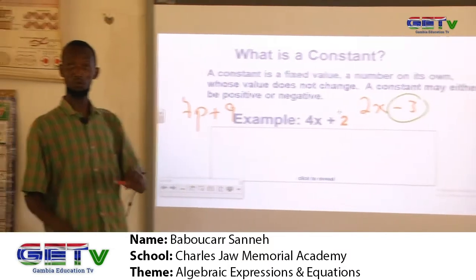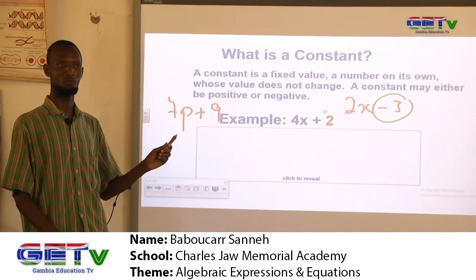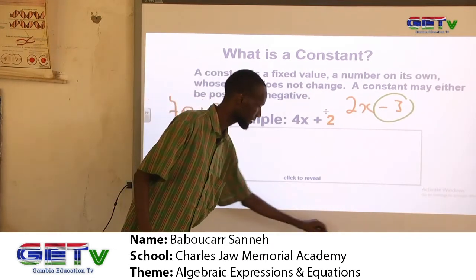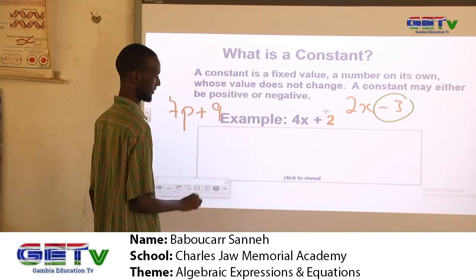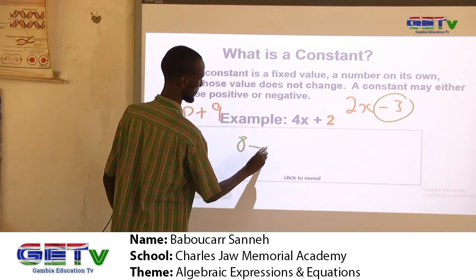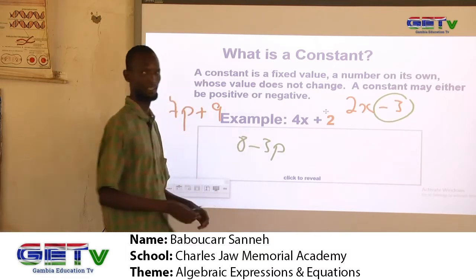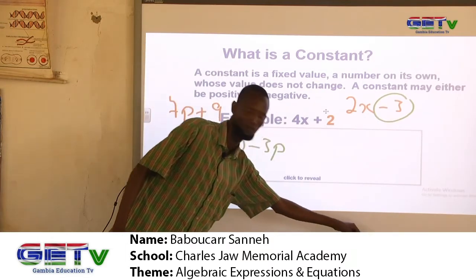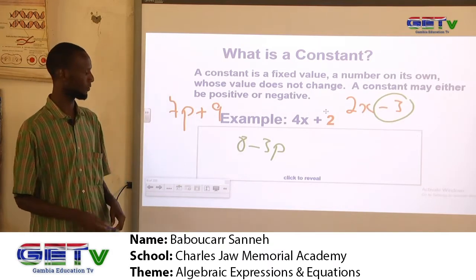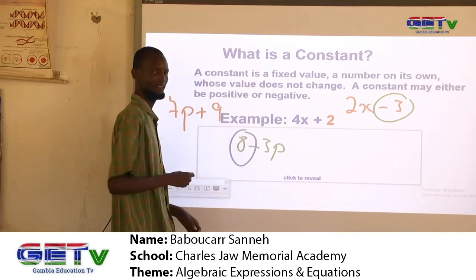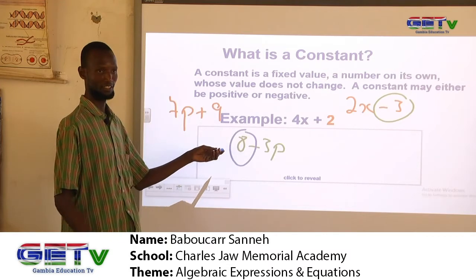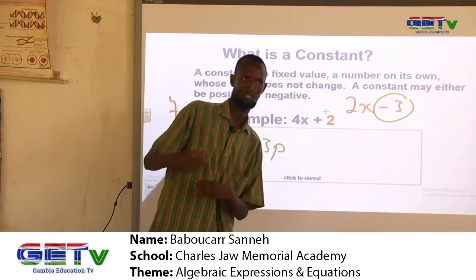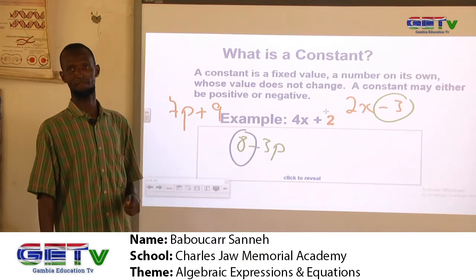Now, it does not mean that the constant always comes last. Because I could have given you something like this. 8 minus 3p. And there, clearly, we can see that the number standing alone is the 8. So in this case here, our constant is the 8. So the constant does not have to come last all the time. It could be at front or at the back.